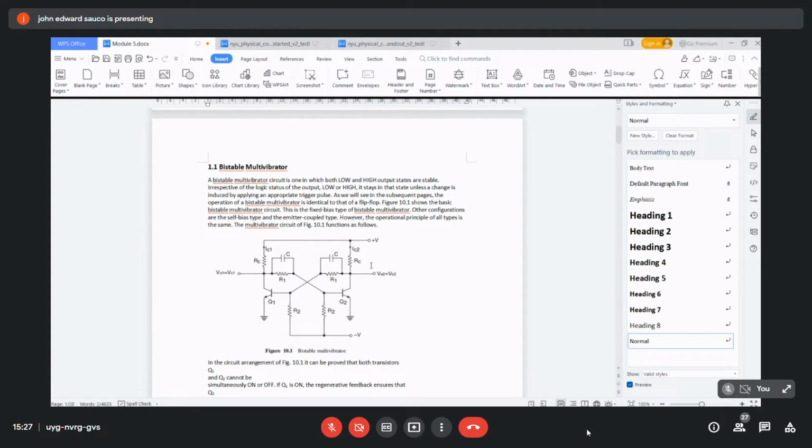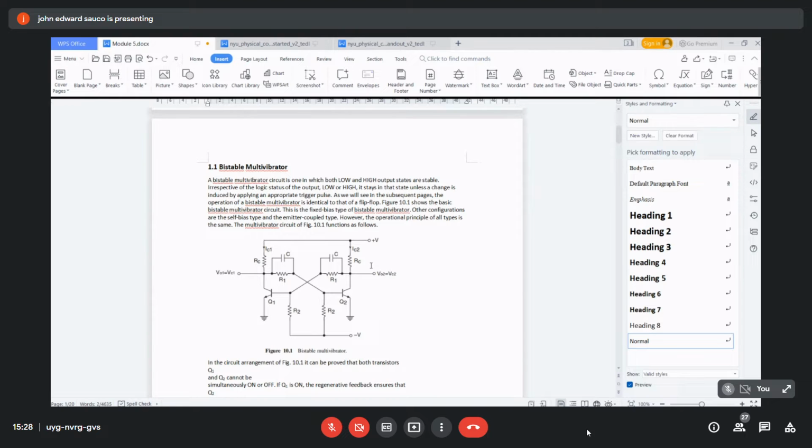So, dito, the operation of bistable multivibrator is identical to that of a flip-flop. So, kaya sinabing technical term ng flip-flop yung bistable. Kasi yun yung trabaho talaga ng flip-flop, yung bistable multivibrator. So, napakita natin dito yung basic bistable multivibrator circuit. Okay? Ito ay naka-fixed bias type. Dahil meron ibang klase na naka-self-bias at saka naka-emitter coupled type. Okay? Kung naalala niyo yung mga fixed bias, self-bias, o emitter coupled sa inyong past subject.